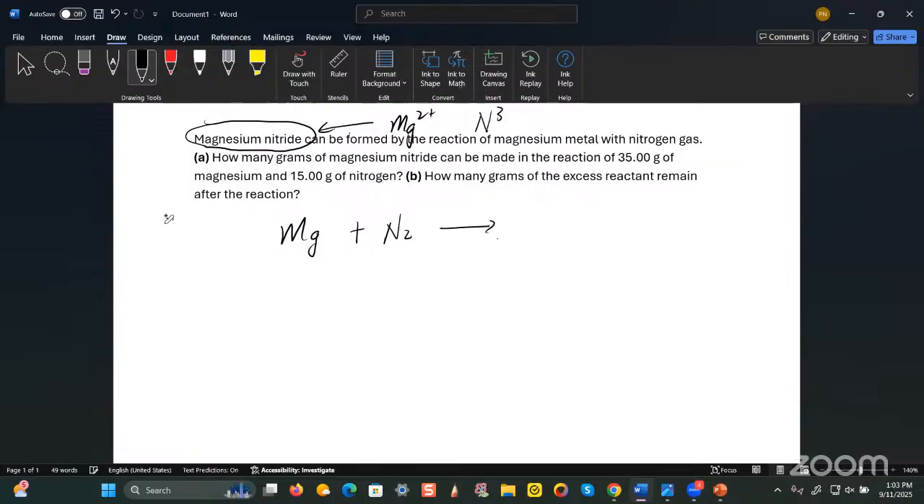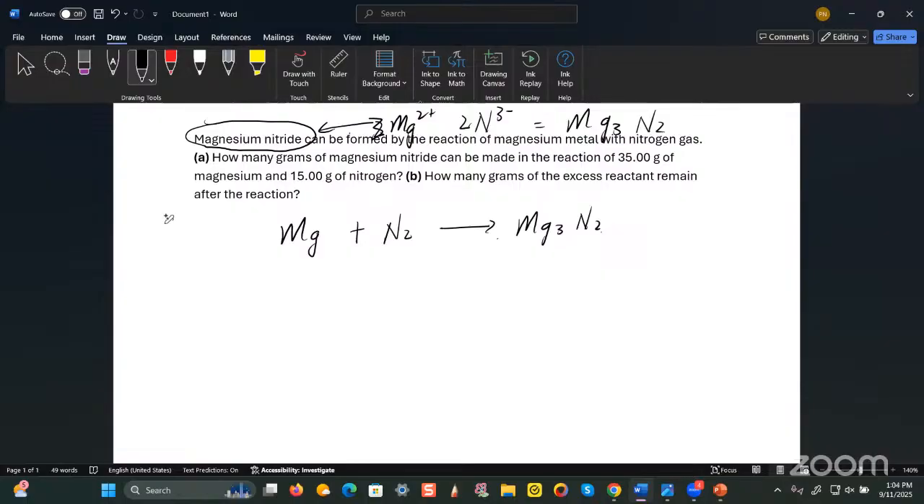Okay, so how do we combine these to get the formula for magnesium nitride? You're going to need 3 of these and 2 of these. So the formula for magnesium nitride will be Mg3N2. So that's what we're going to put here, Mg3N2. So very important, folks, that you are able to write down the formulas for different substances based on information provided in the question. So now that we have this unbalanced equation, now we have to balance it.